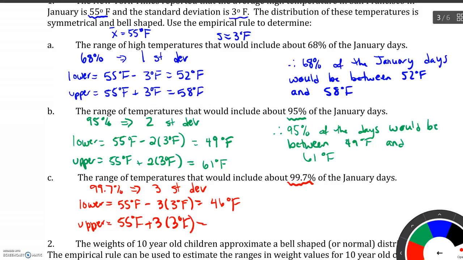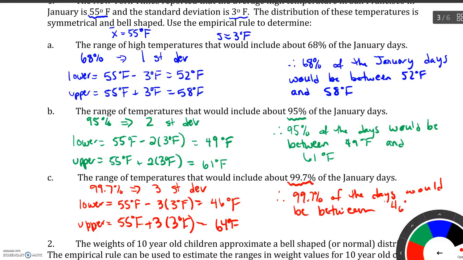That would give us an upper range of 64 degrees Fahrenheit, and therefore 99.7% of the days would be between 46 degrees Fahrenheit and 64 degrees Fahrenheit.